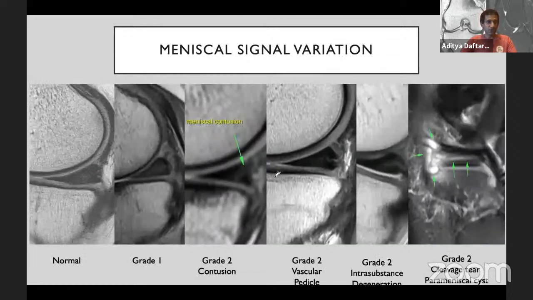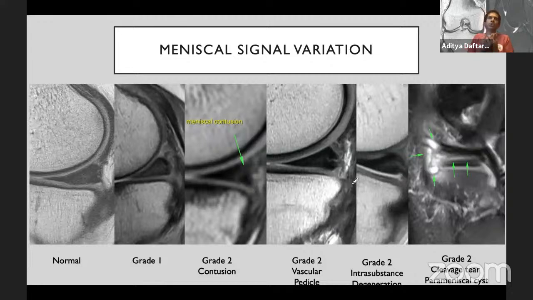What are the variations of signal you can see? So you can see normal signal. You can see this hazy signal, which was what people call grade 1 signal. You can see this, again, hazy signal that's more linear, but doesn't quite go down to the articular surface. In general, the rule of thumb is if you have to squint to reach the articular surface, then it's probably not a tear. Then especially in younger people, you see this curvilinear appearance like this. And when you see that appearance, then you have to think that this is a vascular pedicle.